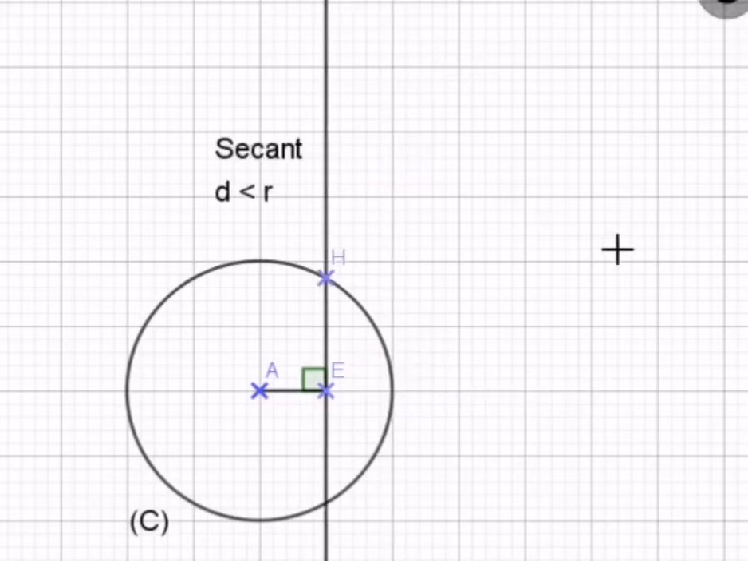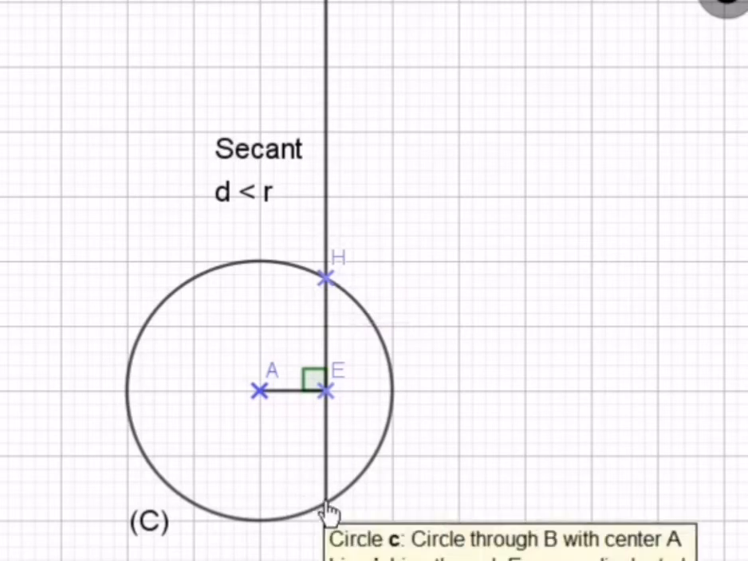What if the distance is less than the radius? Here the distance AE is equal to 1 and the radius is 2. So the distance is less than the radius, so the line is said to be secant. The secant cuts the circle at 2 points.